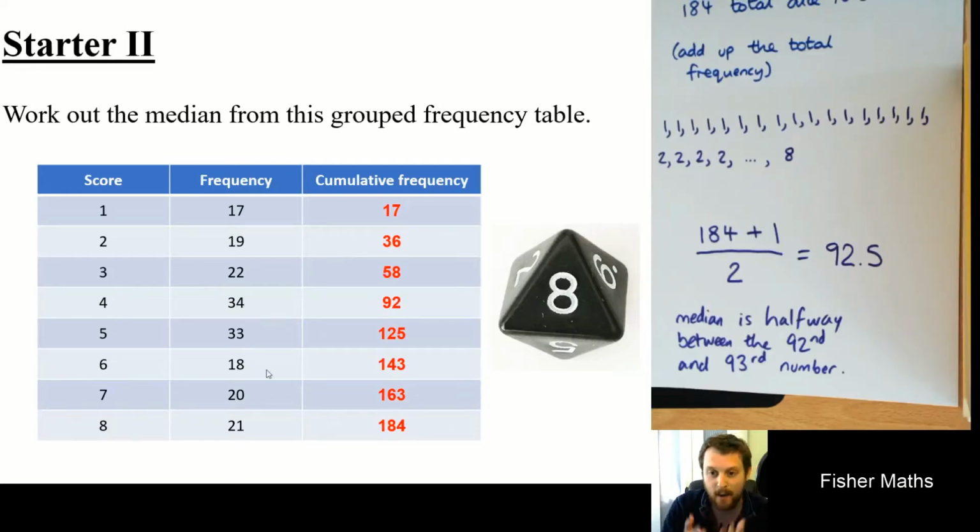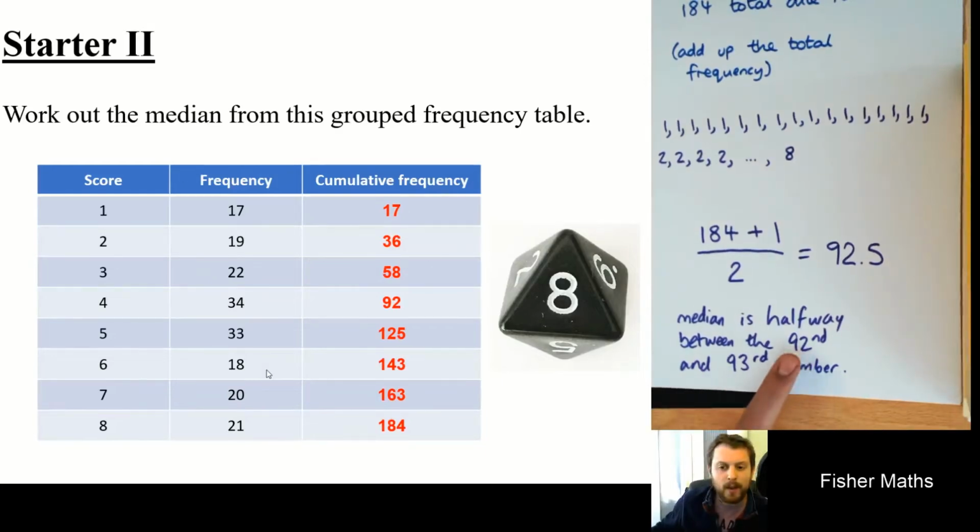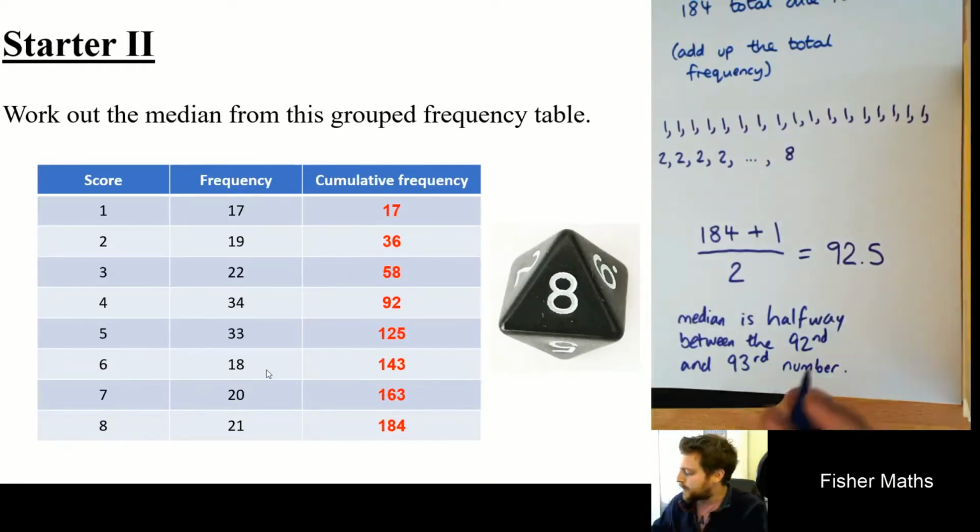Now, I know I said too much there because it was actually enough to work out what the 92nd and 93rd number was. Now, in this situation, we actually have that the 92nd number is the last 4, and the 93rd number is the first 5 in this really long list of numbers. The 92nd number is a 4, the 93rd number is a 5. That is where I would go to find the median. So I go halfway between those two numbers, the 4 and the 5. So the median is 4.5.